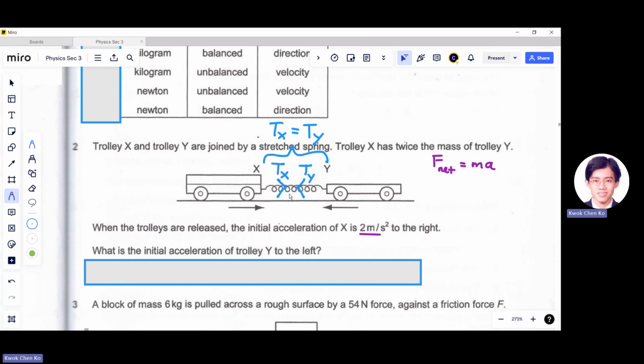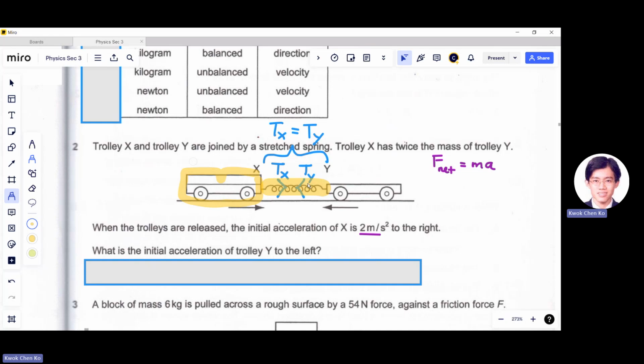But more importantly, look at this link here. Now, anytime you see a link like this, it can be, well, anything, a metallic bar, a string, a rope. Now, as long as it is taut, it is tense up, there is this tension, Tx, pulling on trolley X.